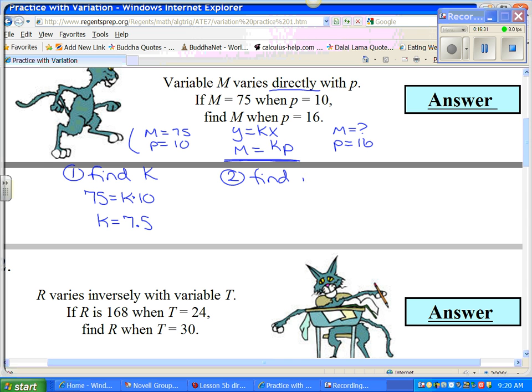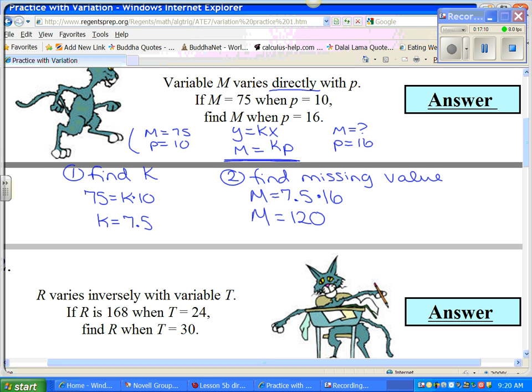Okay, so step two, find the missing value, which in this case is what? M, right? So do I know m? No, so I'm going to write m equals. Do I know k? Sure, 7.5, we just found that. And do I know p? 16. Good. M equals 120. Good. Done.